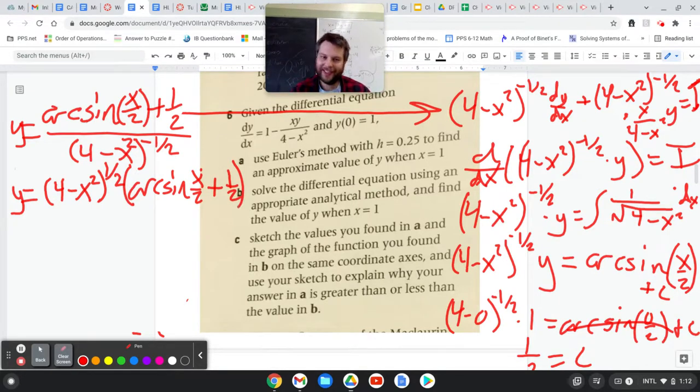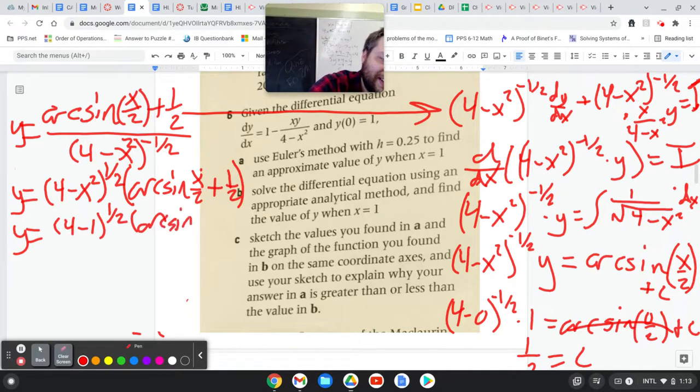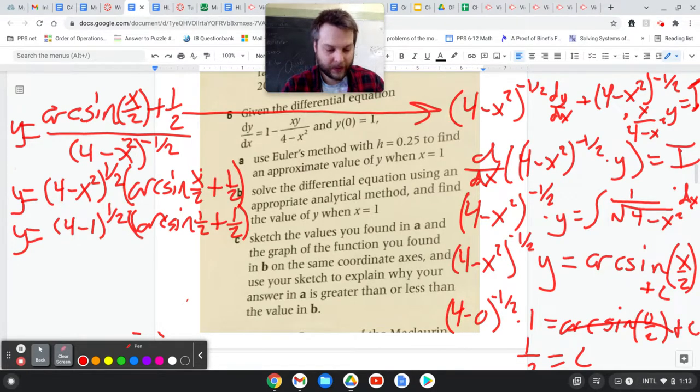And now, finally, the value of y when x is equal to 1. We have 4 minus 1 to the 1/2 arc sine of 1/2 plus 1/2. Great. I am just going to type this into the calculator. That's silly to try to do that by hand. So 4 minus 1 to the 1/2 parentheses inverse sine of 1/2 plus 1/2. There we go. All of that hard work, and we got 1.77.